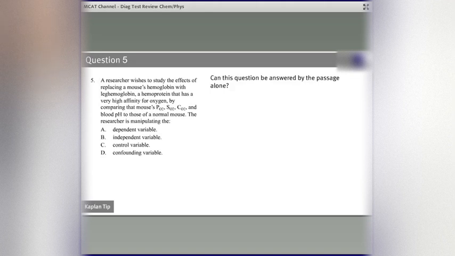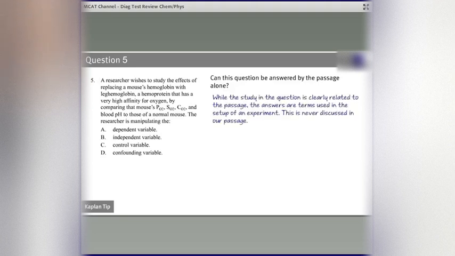So, what is our researcher manipulating? This was not covered in the passage at all, okay? They don't talk about independent versus dependent variables. In fact, they don't even talk about leg hemoglobin in there. They talked about the methemoglobin, but not the leg hemoglobin. So we have to use our outside knowledge to figure this out. So this is all about what's going on with these variables.